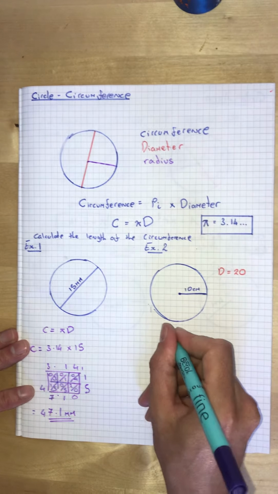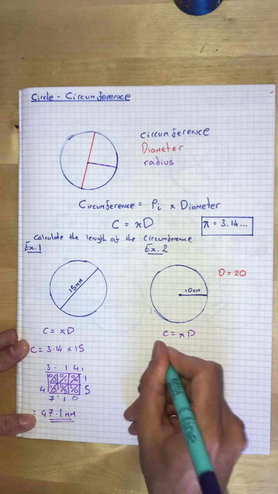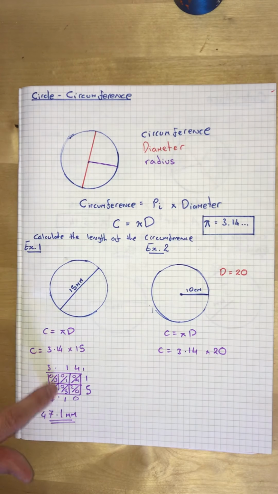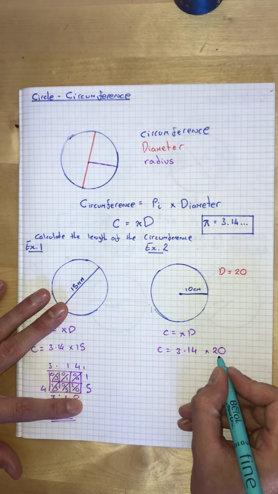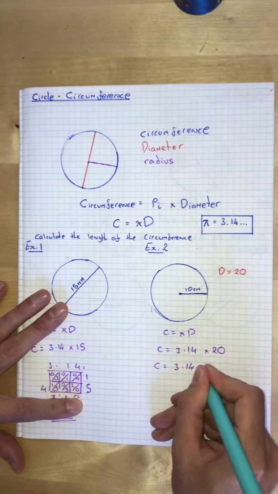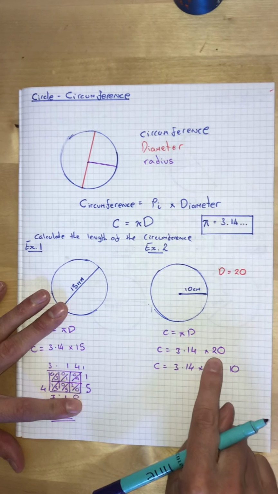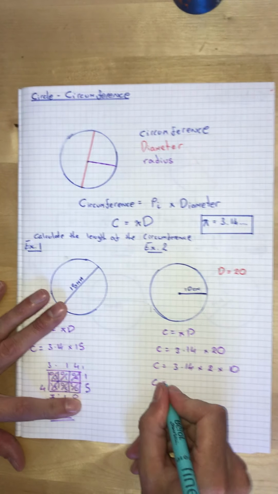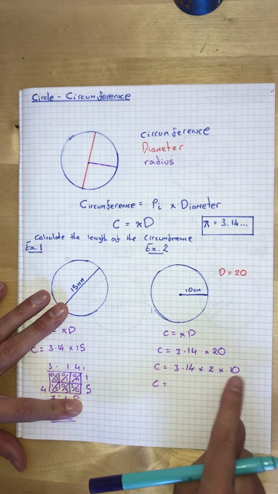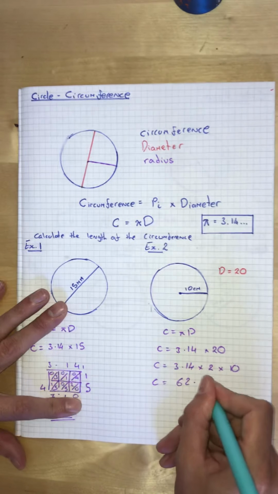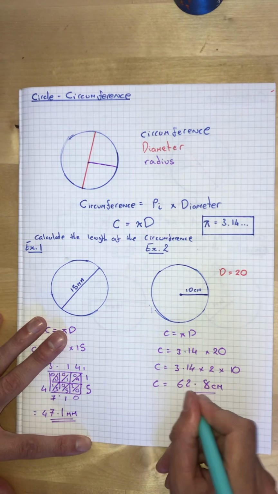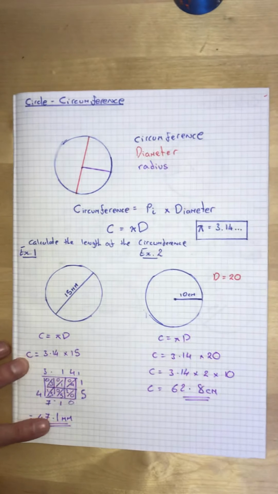So again, write out the formula. 3.14 times 20. Now we could do this with a lattice, however, it's a bit of an easier number to deal with. It's just going to be 3.14 times 2 times 10. I've split the 20 up into a 2 and a 10. 3.14 times 2 is 6.28. 6.28 times 10 will be 62.8. Units of centimeters, so it's going to be 62.8 centimeters. And that's how you calculate the circumference of a circle.